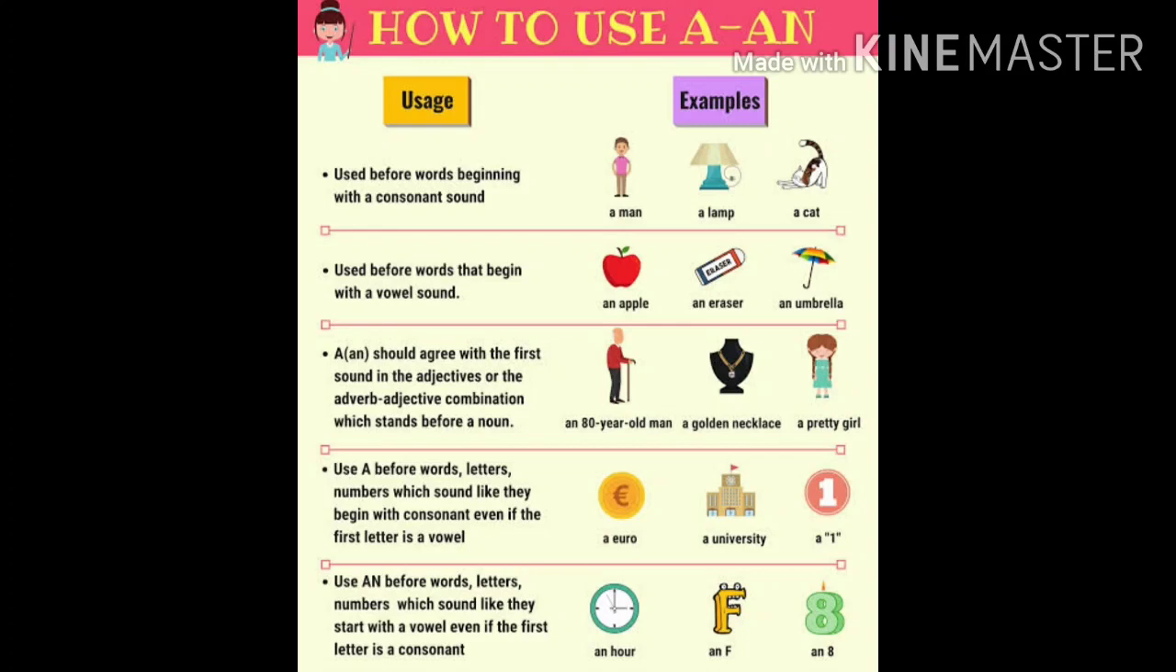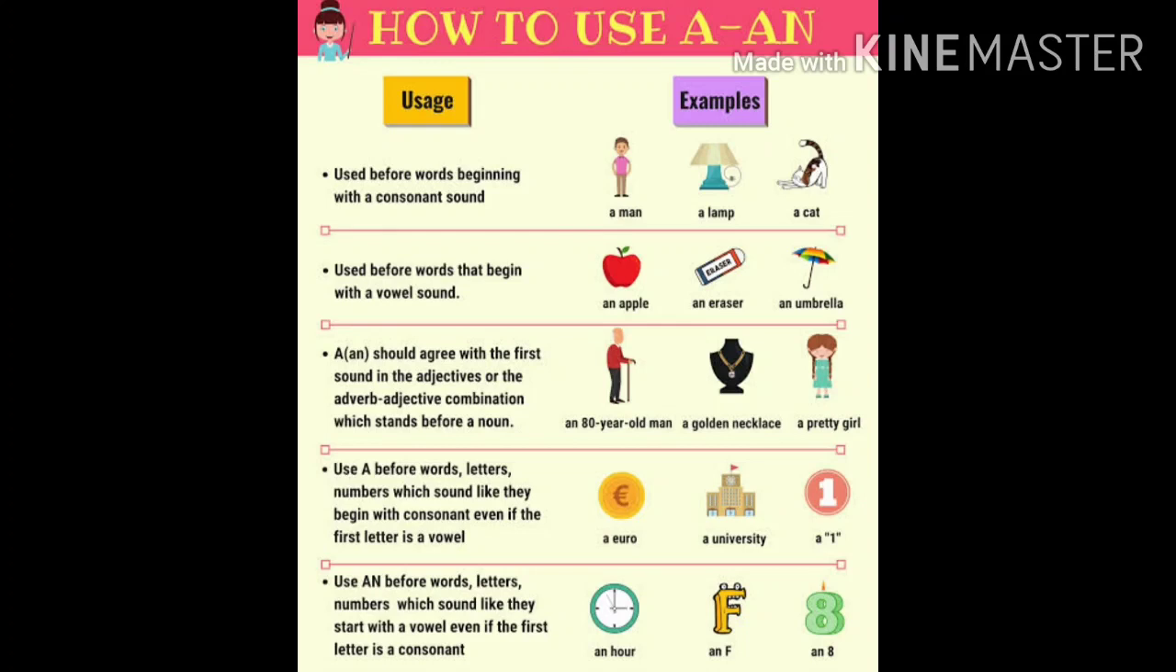Now see this, the first use: used before a word beginning with a consonant sound. Here are three pictures: man, lamp, cat. These three words start with M, L, and C, and these M, L, C are consonants. So before that, we can use a.